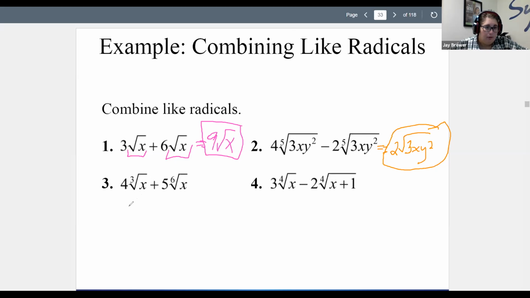What do you notice about number 3? Or I guess it would be 11C if you're following along on the other paper. So we have x underneath. So the radicand is the same. But what do you notice about the indexes? They are not the same. Correct. They are not the same. So it's already simplified.